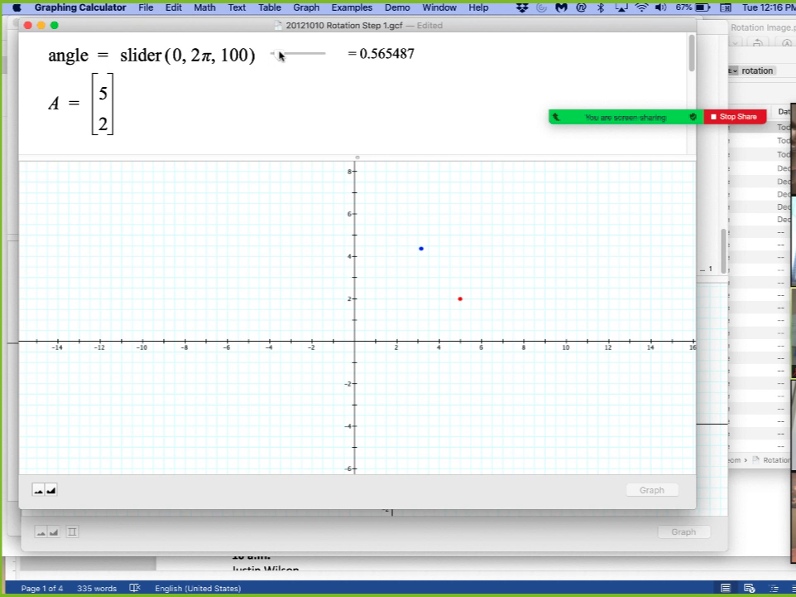Okay. All right, so I've got this point (5, 2), and right now the angle is set at 0.565, and it shows the rotated point. That point rotated about the origin. So what do we think? How are we going to start on this?